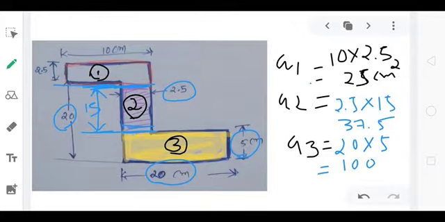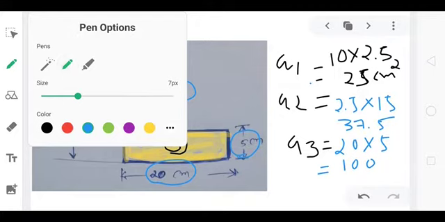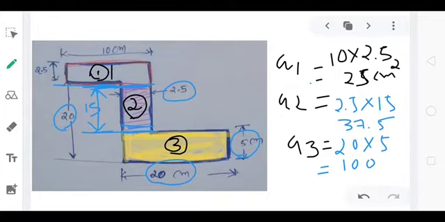Now our next step is to find out x1, x2, x3. Now what is x1, x2, x3? x1, x2, x3 is the coordinate of these points, the center of rectangle 1, center of rectangle 2 and center of rectangle 3. 3 rectangles are there and 3 center points are there.